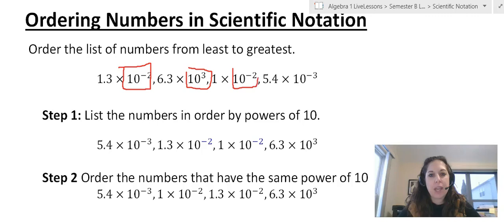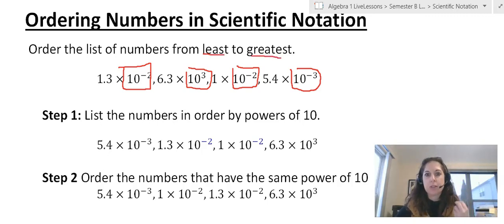All we're doing to begin with is just paying attention to that 10 and that exponent. So I'm going to write these from least to greatest because that's what this problem says. It says from least to greatest, so from smallest to biggest. So smallest between a -2 and a -3 would be -3. So I'm going to move 5.4 times 10 to the -3. And then I'm going to list my 2 values that have the exponent of -2. And lastly, my exponent of 3 there at the end.